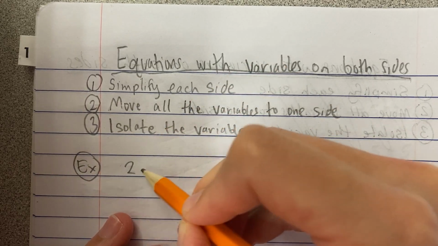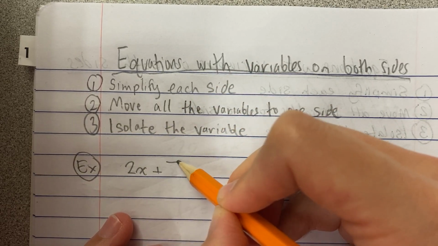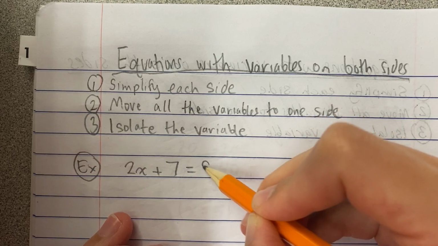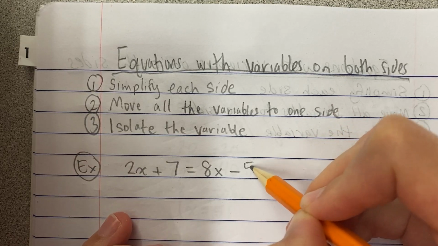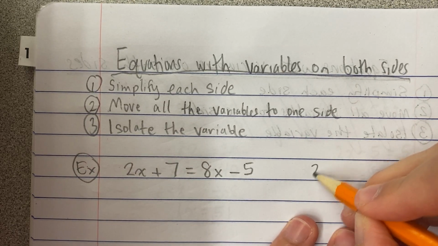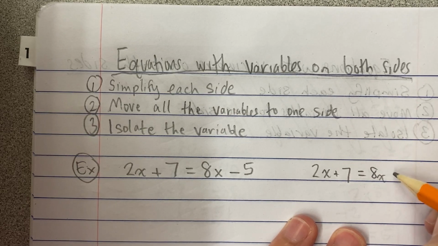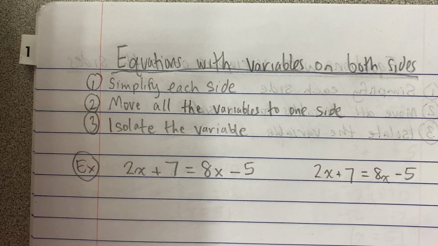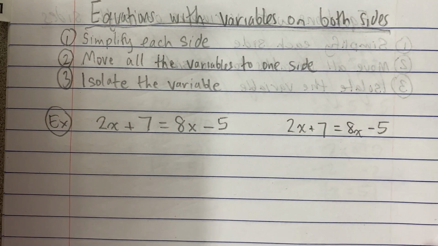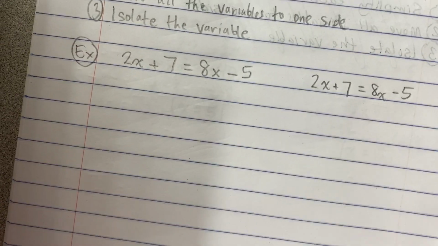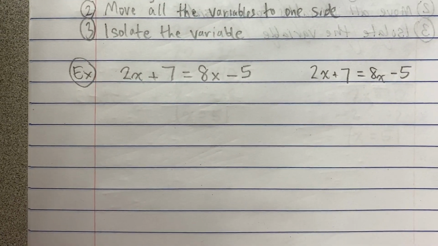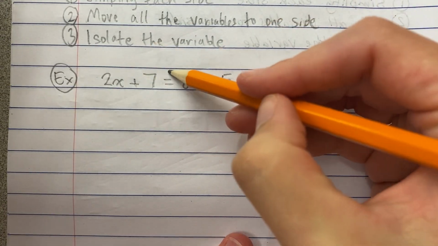Okay, so I'll show you an example. I'm going to show you this example two ways because I want you to see. I'm going to write the same equation twice and solve it one way and then the other way. The difference is that I'm going to move the variables to one side and then the other side, and you're going to see that it doesn't matter which side I move it to. Okay, so I'm going to draw a line right here.